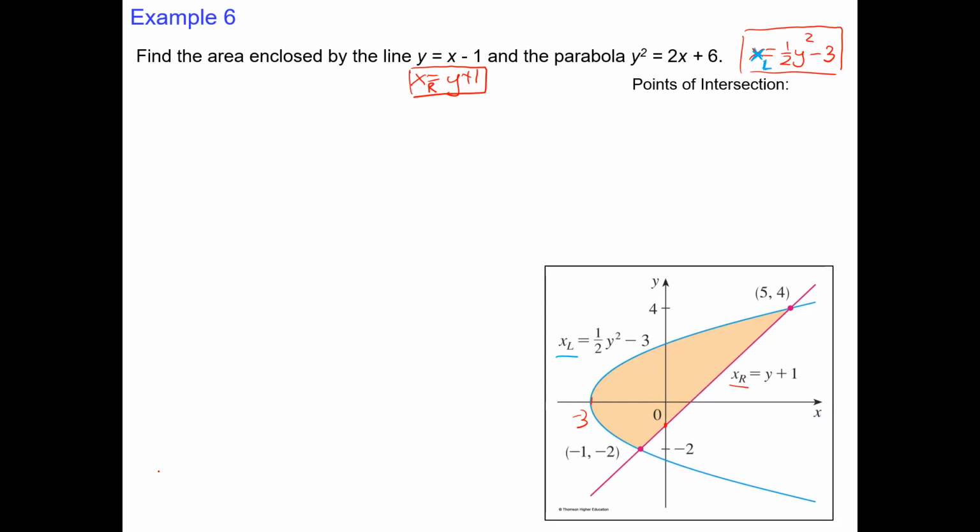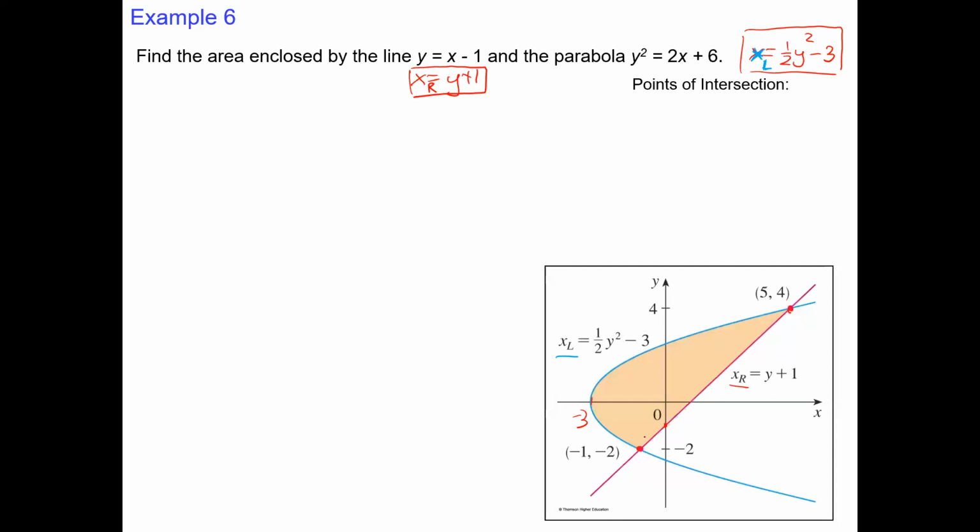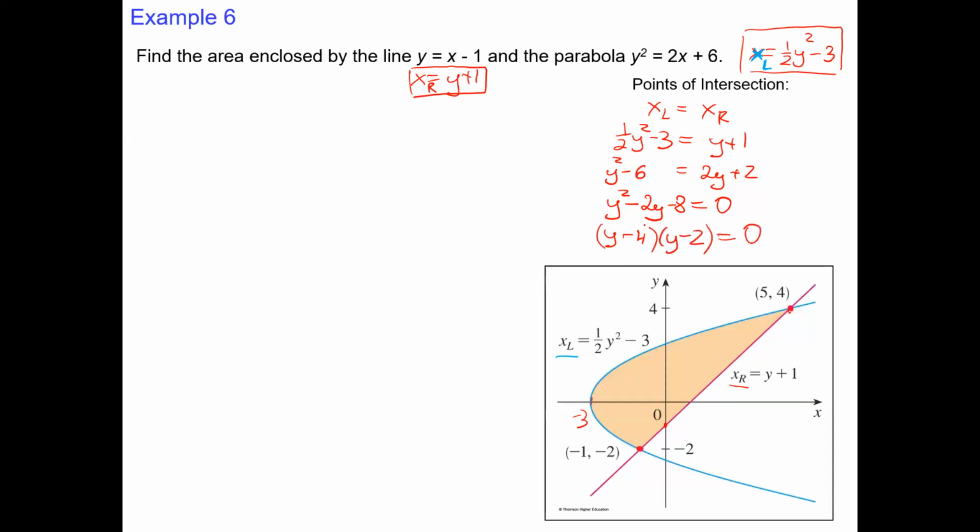Let's find the points of intersection, because we have them, 5, 4 and negative 1, but let's find them. The left-hand side curve must equal the right-hand side curve: 1/2 y squared minus 3 equals y plus 1. Let's multiply by 2: y squared minus 6 equals 2y plus 2, and then y squared minus 2y minus 8 equals 0. And we can nicely factor it: 4 and negative 2. That means y equals 4, y equals negative 2. So we can see 4 and negative 2.